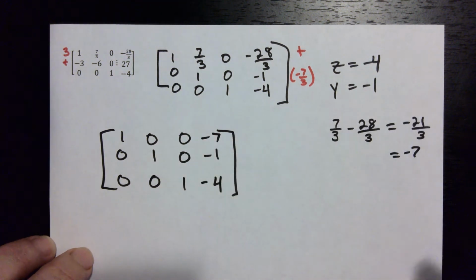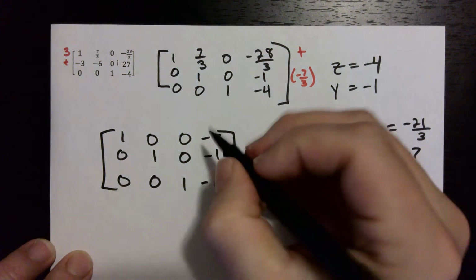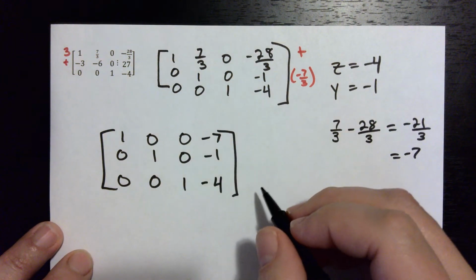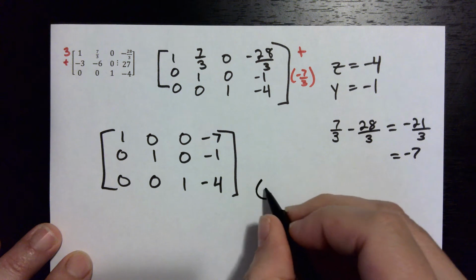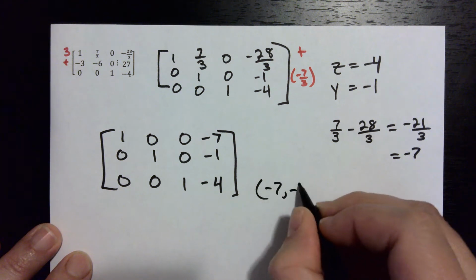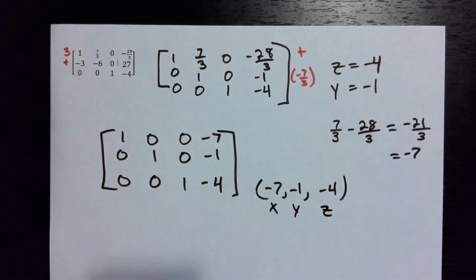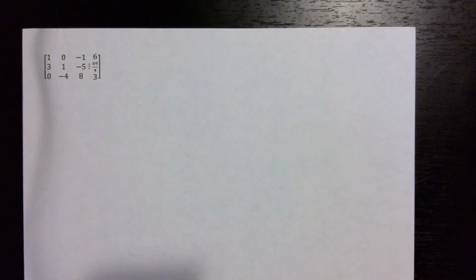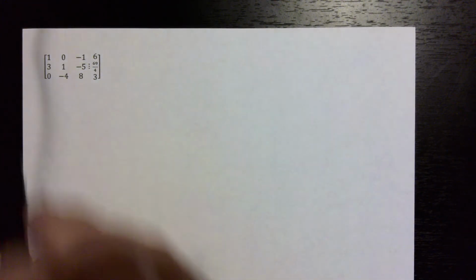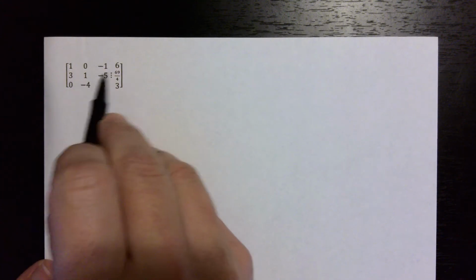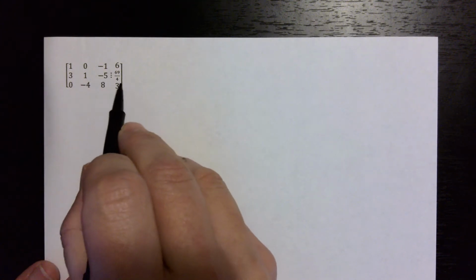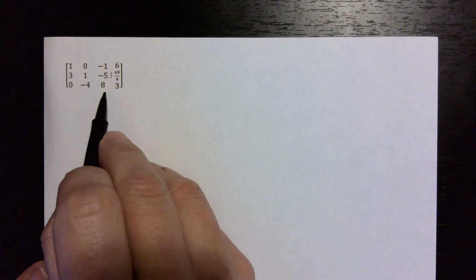Okay, so this has been completed. Our solution is negative 7, negative 1, negative 4, or the ordered triplet of negative 7, negative 1, negative 4 for x, y, and z. Okay, let's look at this problem. It has 1, 0, -1, 6, 3, 1, -5, 69 over 4, and 0, -4, 8, 3.